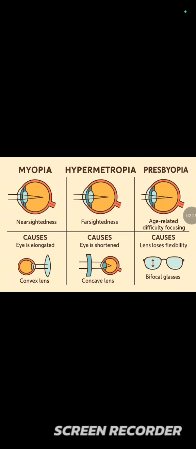And how can it be corrected? It can be corrected using a convex lens. And the third type of defect is presbyopia. Presbyopia primarily happens in old aged people.